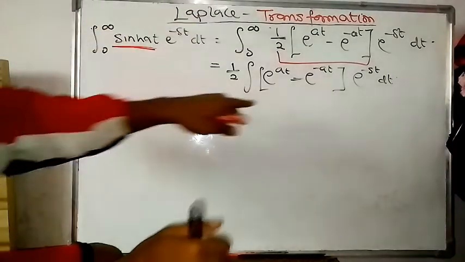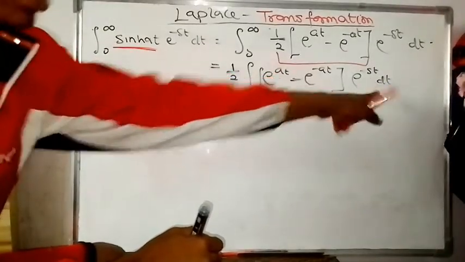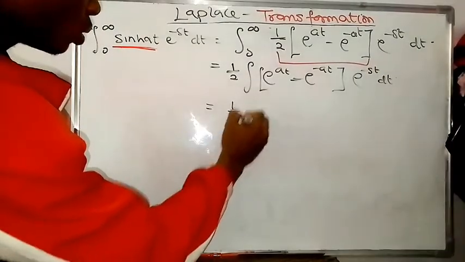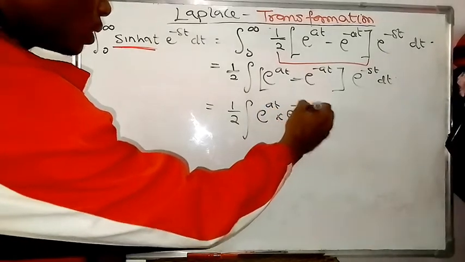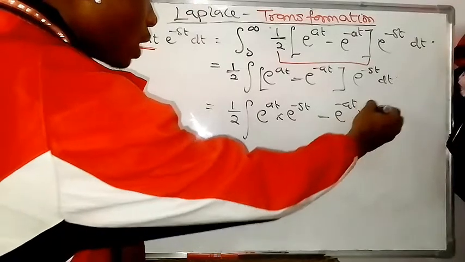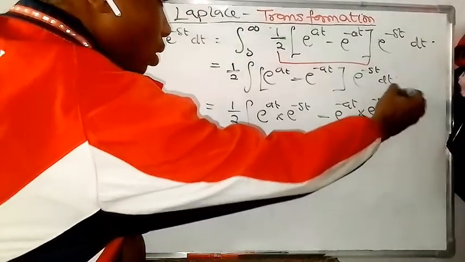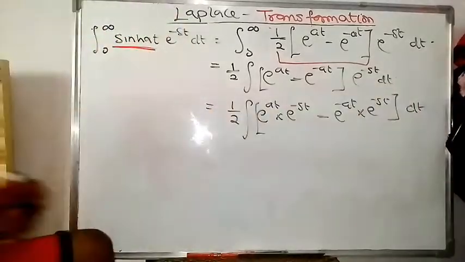Now integrating this, let's multiply exponential minus st through. Multiplying it through, we'll be having 1 over 2 integral of exponential at times exponential minus st minus exponential minus at times exponential minus st, with respect to t.